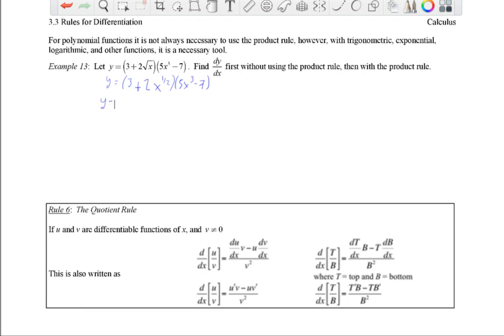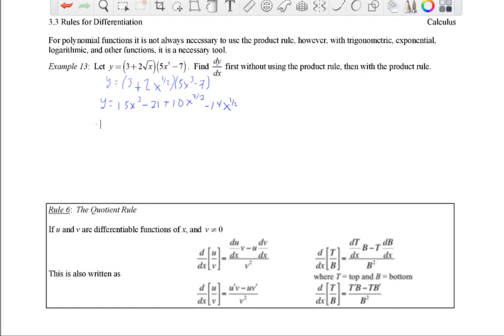So we'll get 3 times 5x cubed will give us 15x cubed minus 21 plus 10x to the 7/2 minus 14x to the 1/2. Now that's just y.